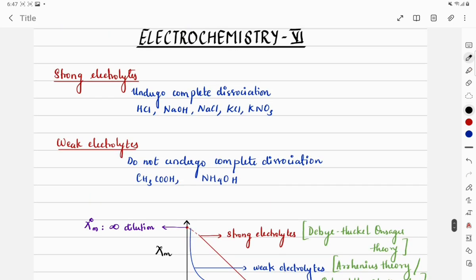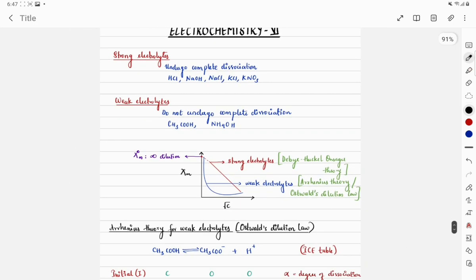So the previous class was mainly based on strong and weak electrolytes and the variation of their molar conductivity on dilution. It was different for strong electrolytes and weak electrolytes. So we studied two different theories which would explain the change in the molar conductivity during dilution for each of them. In case of strong electrolytes, we had Debye-Huckel-Onsager theory for its explanation, while for weak electrolytes, we used Arrhenius theory or Ostwald's dilution law.